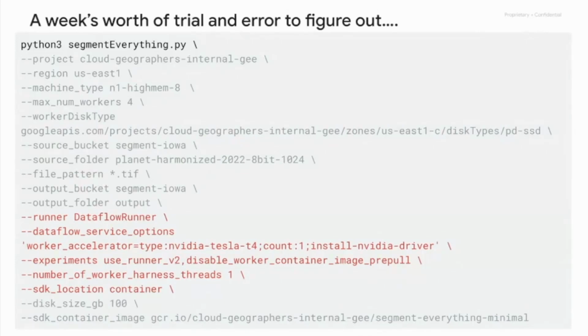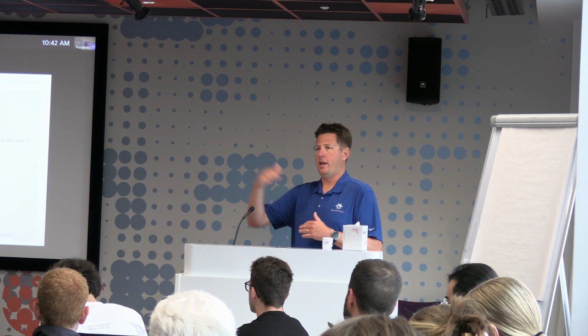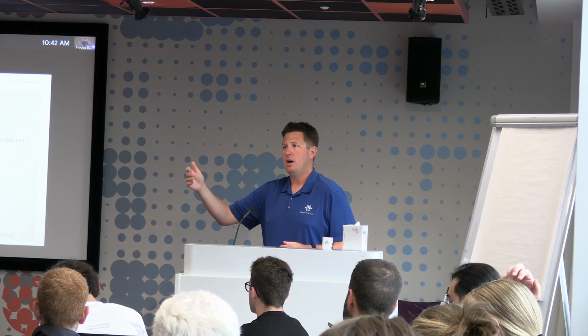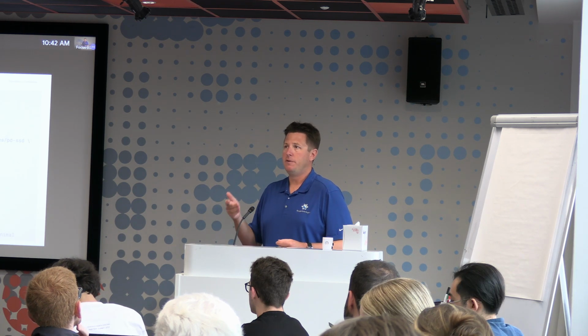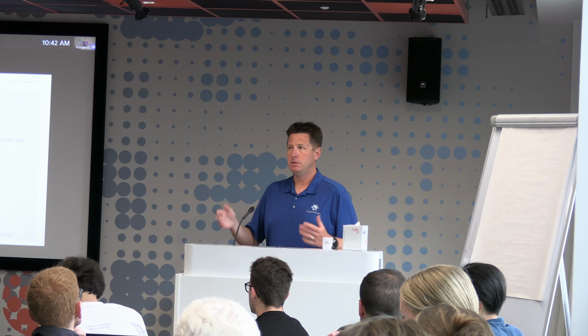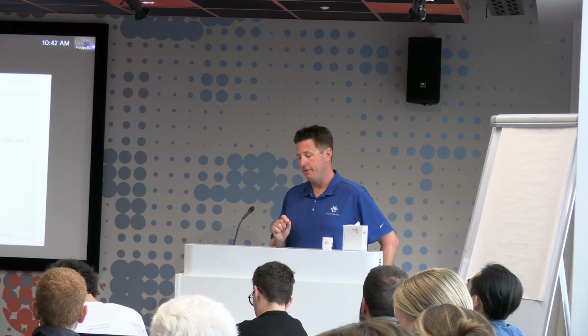The next piece is this use runner v2. That's the piece that actually allows you to run a custom container. The next one, disable worker container image pre-pull. When you have, after about 5 GB on your container, Dataflow gets really cranky because it's expecting these things to be really, really fast to pull. And after 5 GB, for whatever reason, it will start canceling the workers because they're not responding fast enough. So if you put this in place, it gives them enough time to actually build. The next one, the number of worker harness threads, was probably the most painful.